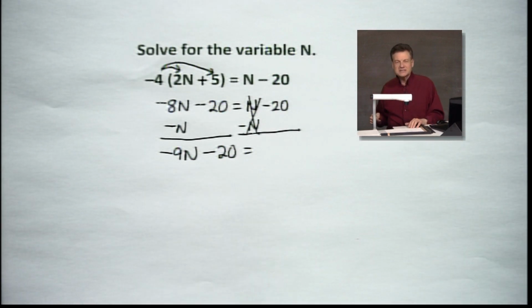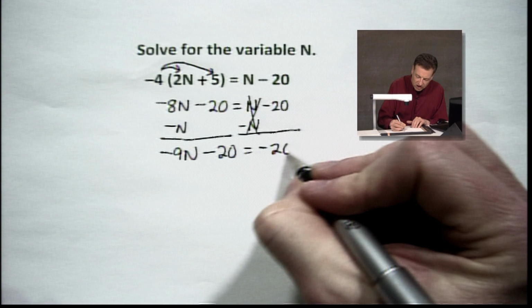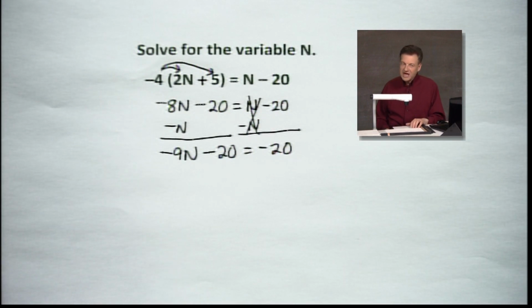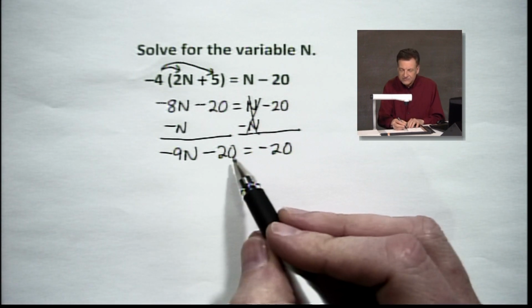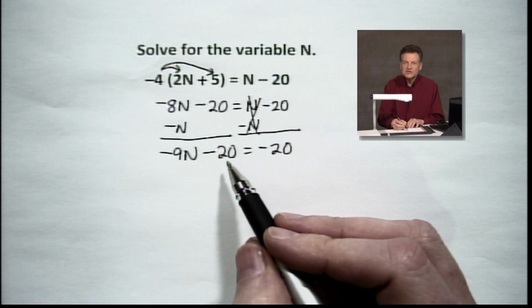That's why they were there. We make them disappear. They're gone. And we have a -20 over here on the left-hand side and the right-hand side. Some of you are noticing, wait a minute, there's a -20 on both. Yes, there is. All right. So what we're going to do is, once again, getting n by itself. The -20 here needs to move.